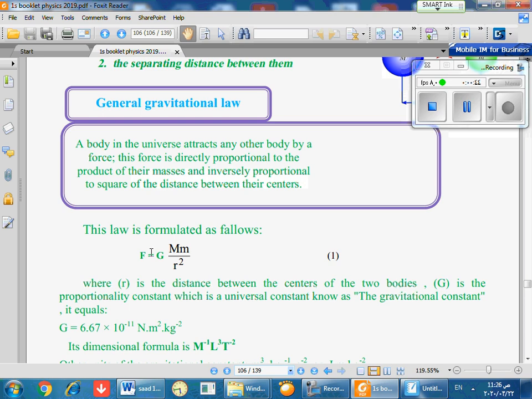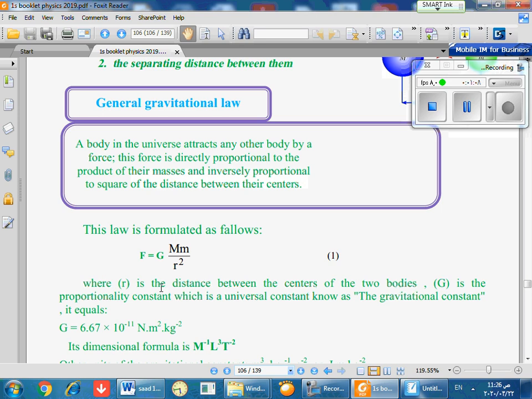F is the force between two masses. Two masses attract each other, yes. But this law is applied only for large masses. G is called the universal gravitational constant, M and m are the masses of the two objects, and r squared is the square of the distance between them. So we must know some points in this law.